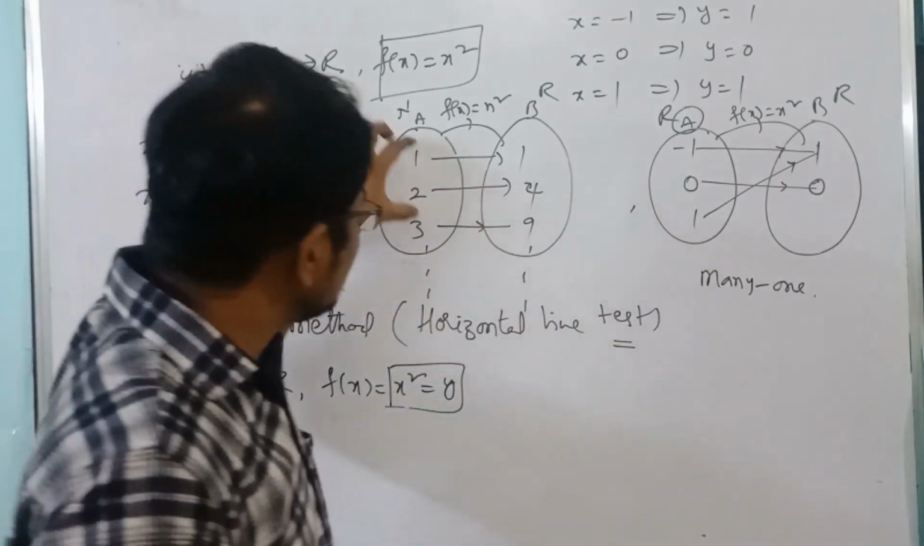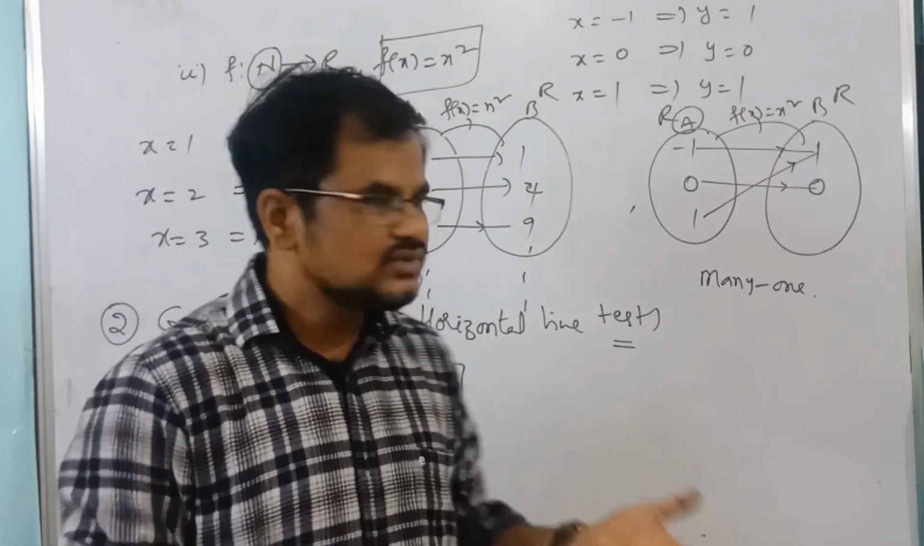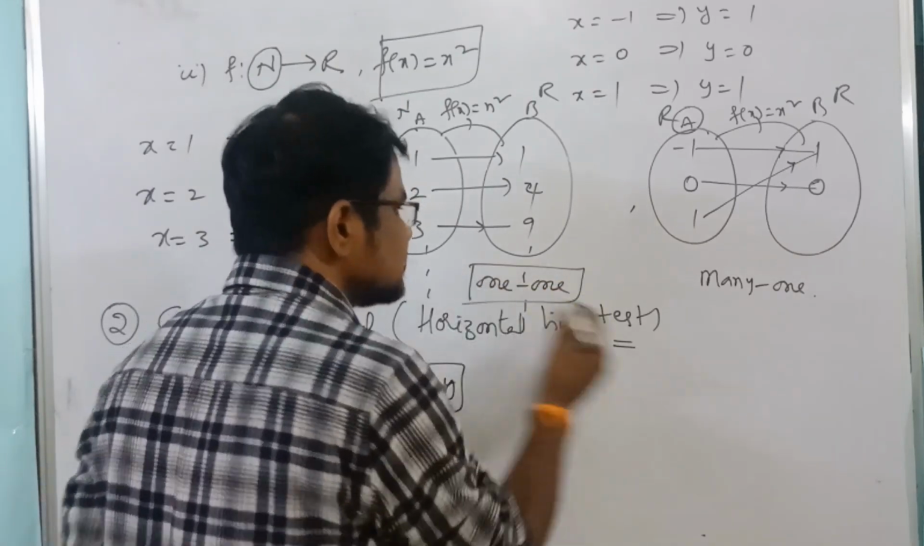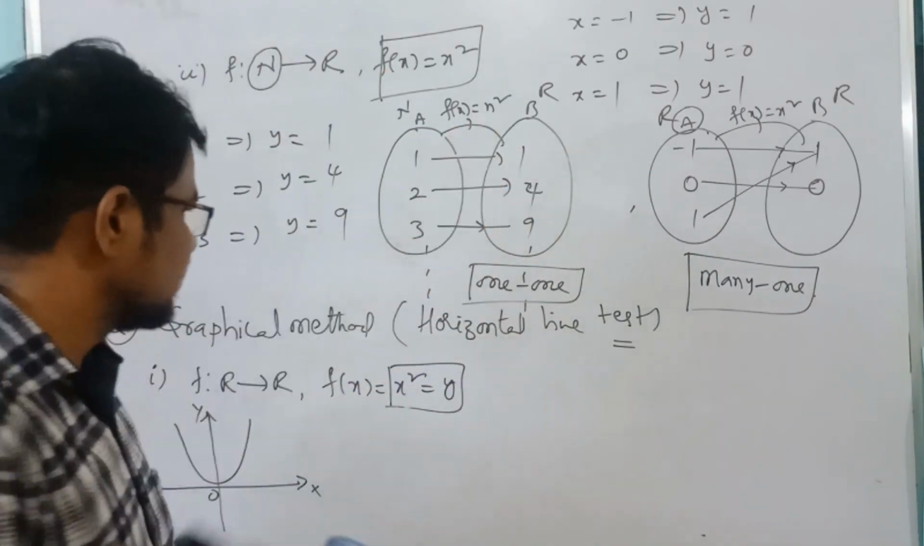Right? Will you get any two elements having the same image in B? No. So that's why it is which function? One-one function. This is the difference: the function is the same, the expression is the same, it is a parabola only. So like this only.